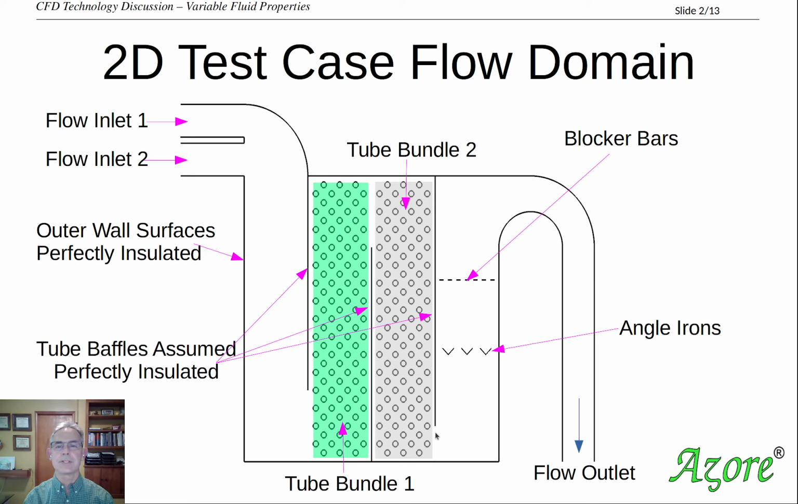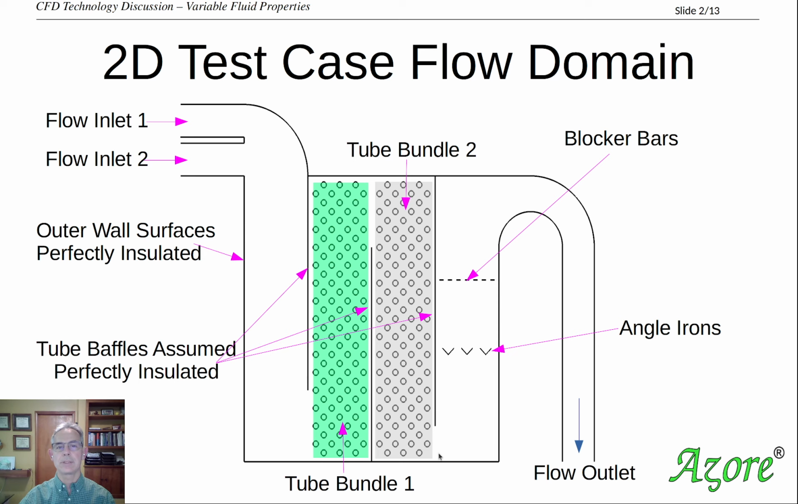So we're first going to start this discussion by reviewing the geometry of this test case, and here is a schematic of the geometry. This is the flow domain, and what we have here is some ductwork that passes through some tube bundles and then out an inlet here. And so we have two flow inlets. We'll call it inlet 1 and inlet 2. And then this flow comes down and then it passes through tube bundle 1 and tube bundle 2.